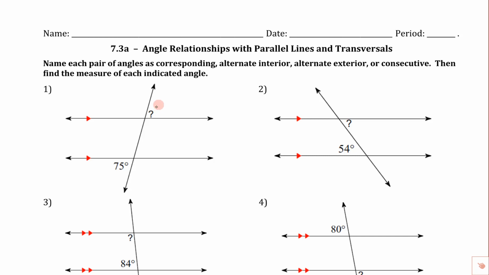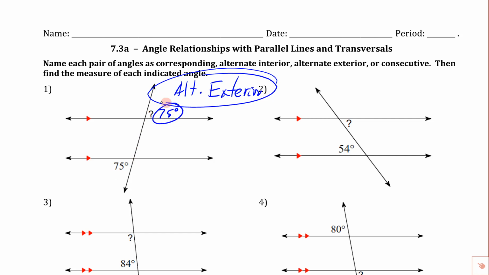So notice that these are not on the inside, they're on the outside, so they're definitely going to be exterior. And they are on opposite sides of the transversal. So these are alternate exterior. Okay, so I'm going to circle that. And what do we know about alternate exterior? Well, if you wanted to check that on your list, these are congruent. So that angle right there has to be 75 degrees. That's it. Name it, write down what the angle would have to equal, and you're all set to go.